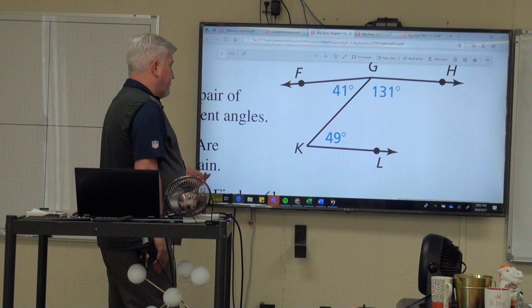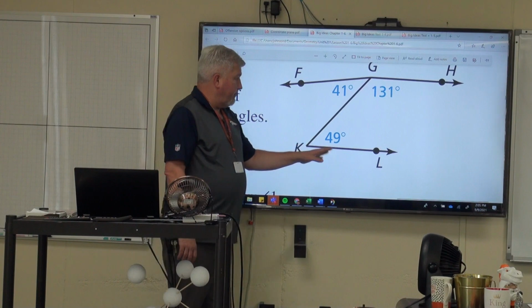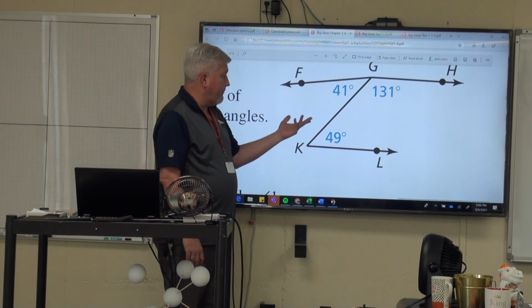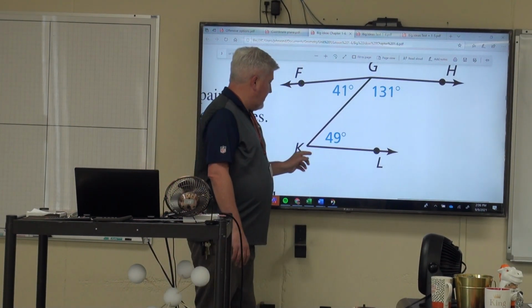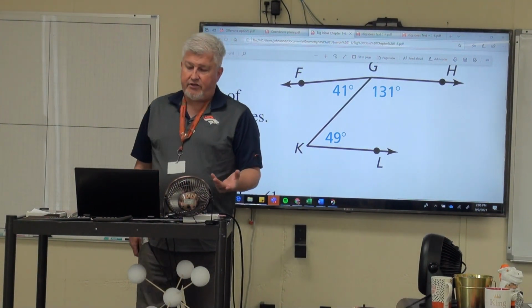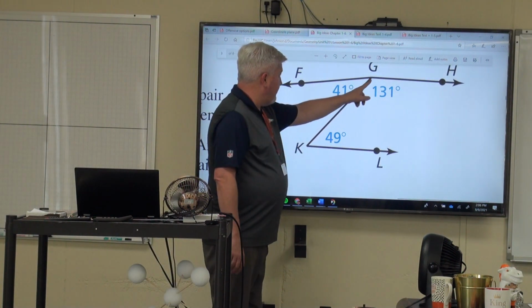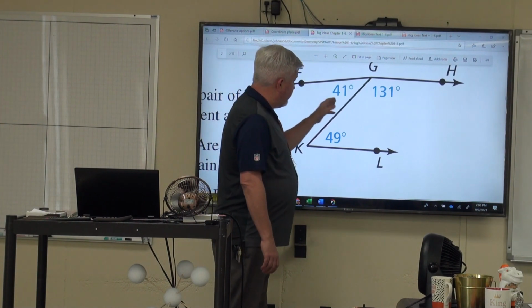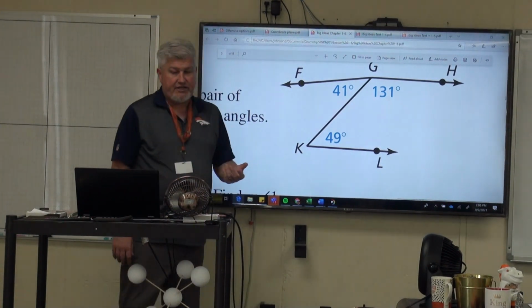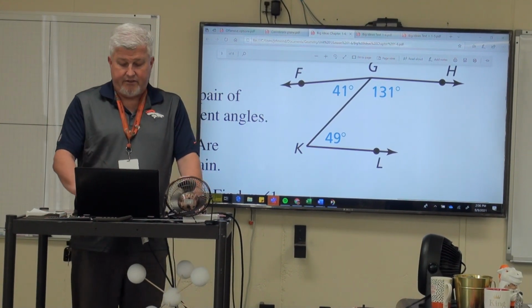Now your supplementary angles, again, we're looking for angles that when added together give you 180 degrees. So with some mental math here, I see 131 and 49. Added together gives me 180. So my supplementary angles are HGK and GKL. And finally, adjacent angles, two angles that share a common side. I see right here this common segment GK splits these two angles. So my angles FGK and HGK are my adjacent angles. Their sum is 172 degrees, so that doesn't matter, but they are adjacent. Easy.